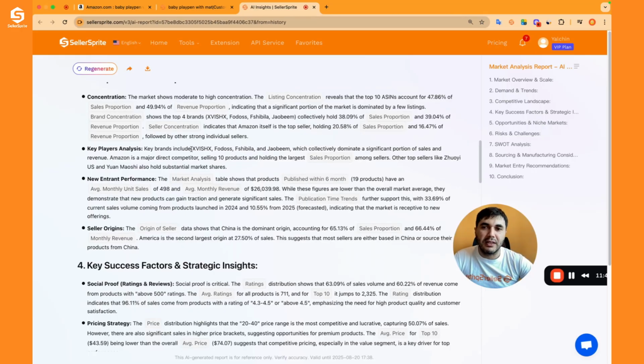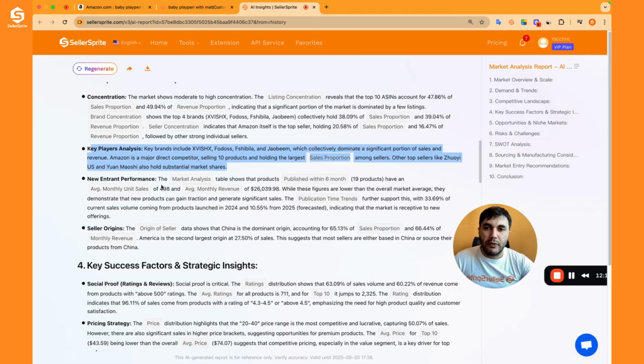Key players analysis. This is one of the biggest, and this one is a big brand that dominates a significant portion of the sales and revenue. Amazon is a major direct competitor, selling 10 products and holding the largest sales proportion among other sellers. Juhoi USA and Yuan Moshe also have substantial market shares. There is Amazon, probably through Vendor Central, getting a big amount of the sales proportion.